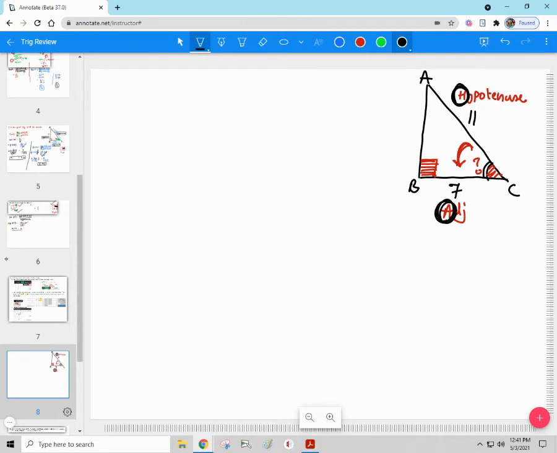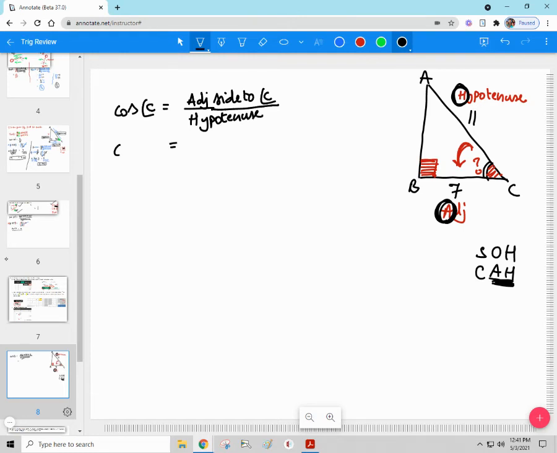I see that A and H. Therefore, SOHCAHTOA: SOH, I don't see A and H. CAH, there you go. You see A and H. Therefore, we are going to use the cos rule. Cos, here I see the angle C. Therefore, cos C equals adjacent over hypotenuse, adjacent side to angle C over hypotenuse.